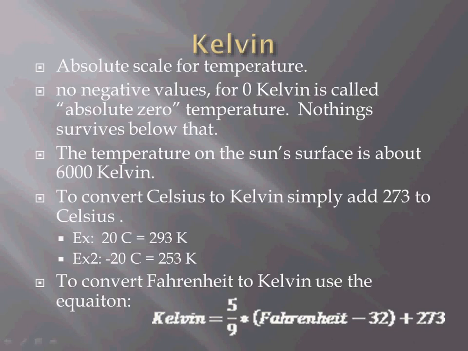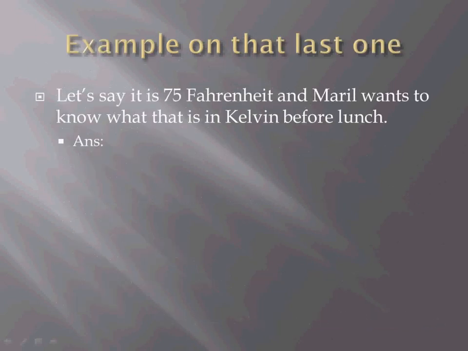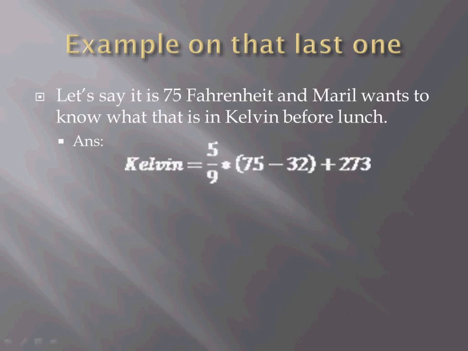Now the difficult one is right here, when you try to convert Fahrenheit to Kelvin, because we use this equation: 5/9 times whatever Fahrenheit you're trying to convert, minus 32. Multiply that first because of PEMDAS. Well, you first do the parenthesis part, this minus that, and then you multiply by 5 divided by 9, and then you add the 273. And here's an example.